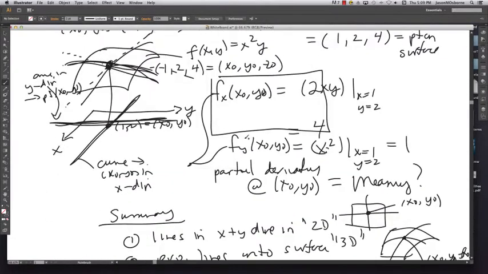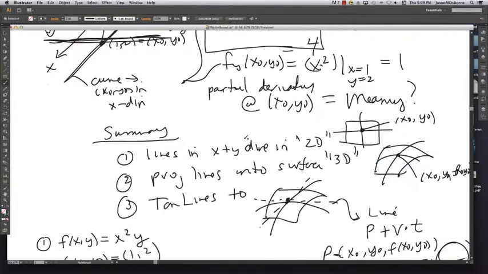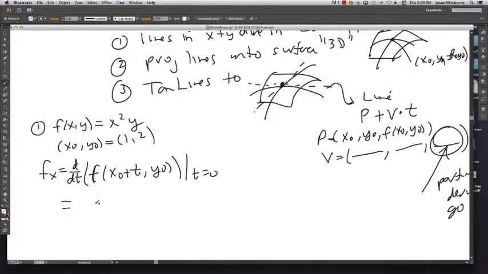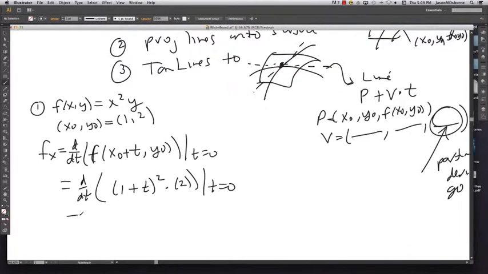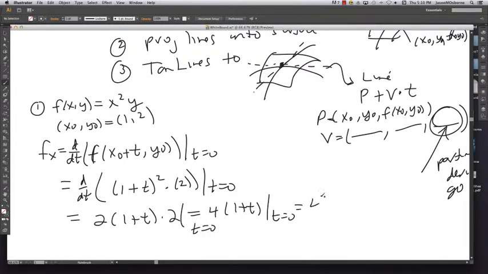Oh, is it 2, 1 or 1, 2? Give me a second. x is equal to 1, y is equal to 2. Okay. So if you do that, the derivative with respect to t of 1 plus t squared times y naught, which is 2, you take a derivative and evaluate at t equal to 0. That should give you 2 times 1 plus t times 2, otherwise known as 4 times 1 plus t. Then evaluate at t equals 0, and you get 4.